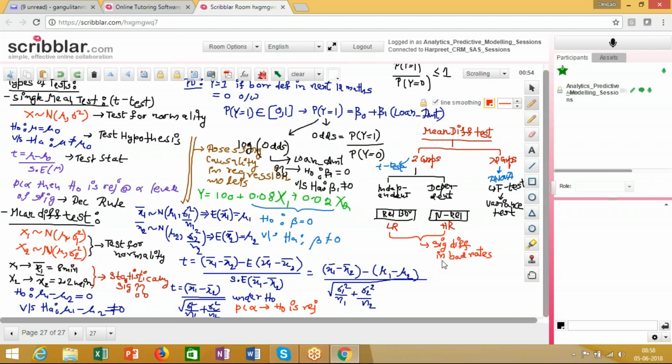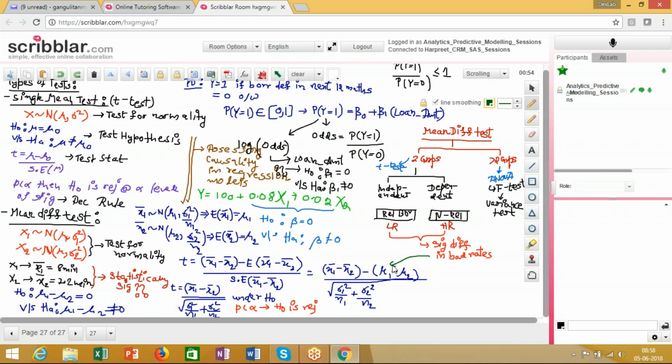So over here, what we want to try out is whether there is a significant difference in the bad rates. And to identify that, the method that we can use over here is the mean difference test for two independent samples.